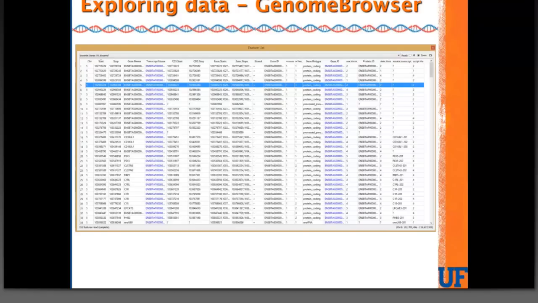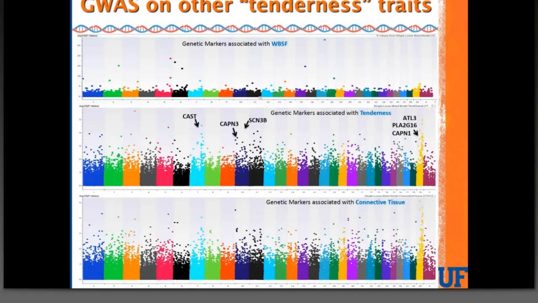Now, I'm not going to spend a lot of time on these genome-wide association results, but I would still like to show you some of the similarities we get when running Warner-Bratzler shear force, tenderness, and connective tissue. And these are the three Manhattan plots that you have in this slide. Now, we were expecting this because these are highly correlated traits. They are measuring similar things, but it is nice to see the similar pattern on the Manhattan plot. It's also nice to see some of the genes that we know are controlling tenderness popping up as some of our most significant signals in this analysis.